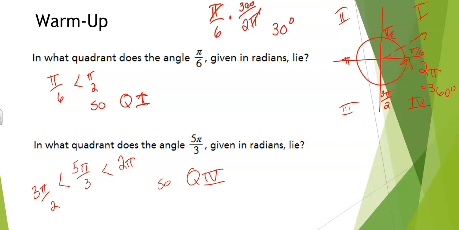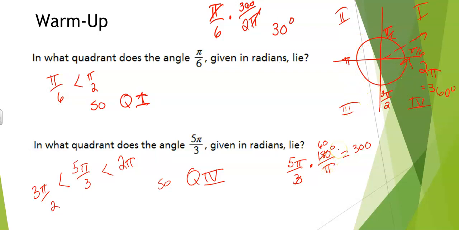And then the second one, 5 pi over 3. You could do a couple things. You could transfer 5 pi over 3 into degrees, if that's easier for you. Again, 180 degrees is 1 pi. And then you could multiply that out and see what you get. 3 goes in there 60 times, so that would be 300 degrees. And we know that this is 90, 90, 90, 270, right? This is 270 and this is 360, so it would be in the 4th quadrant.